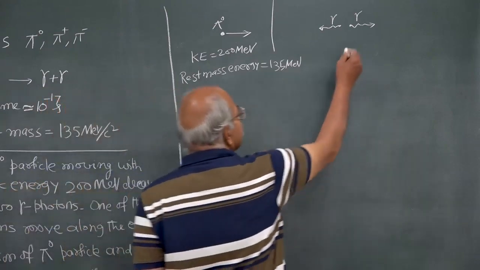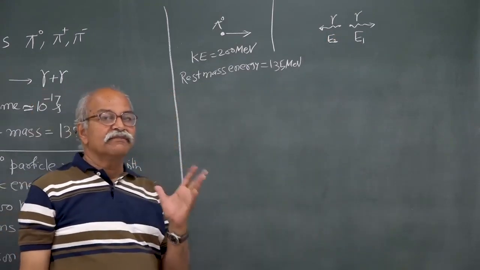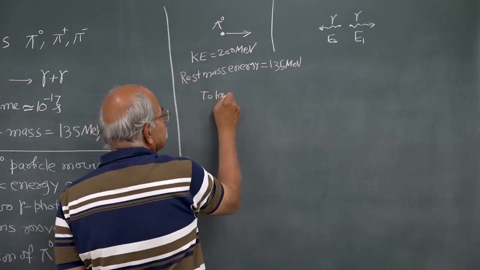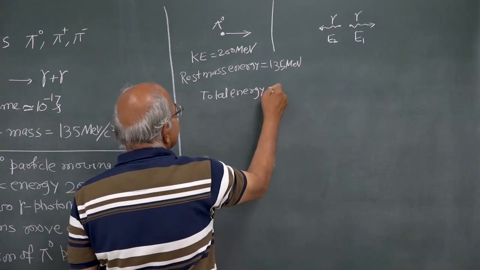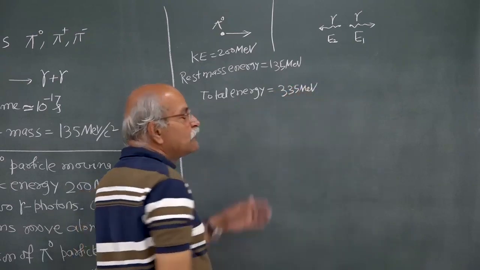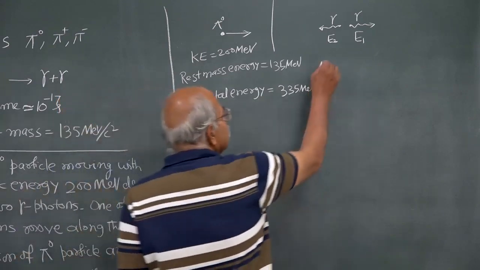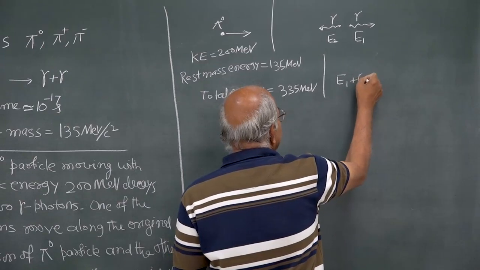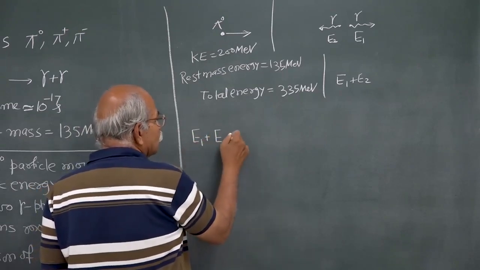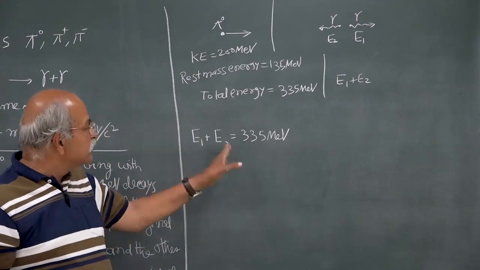Okay, so we have to find the energy. Let us say this energy is E1 and this energy is E2. So, conservation of total energy. The total energy here is 200 MeV plus 135, that is 335 MeV. That is how we define our kinetic energy: total energy minus rest mass energy is kinetic energy. And here the total energy is E1 plus E2. So, we will have our equation as E1 plus E2 equal to 335 MeV. We need E1 and E2 separately.